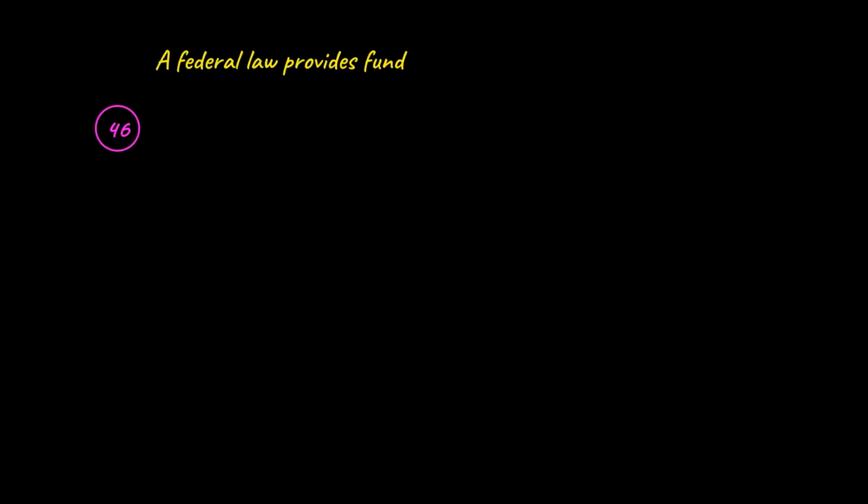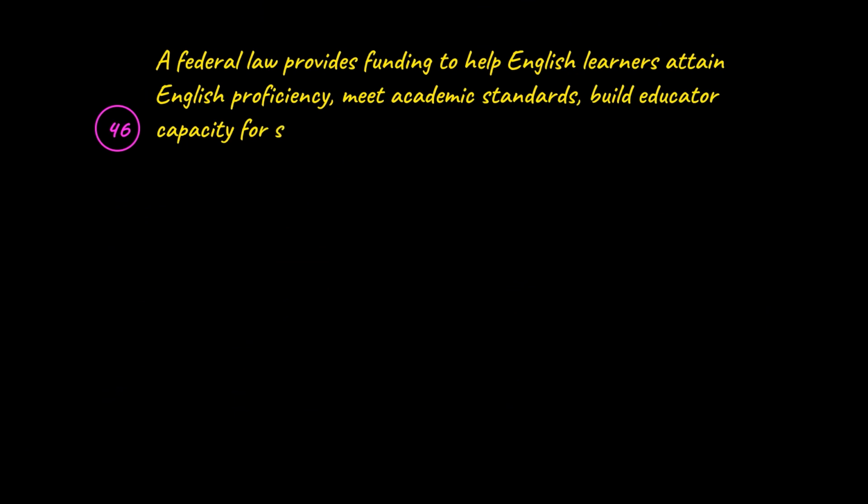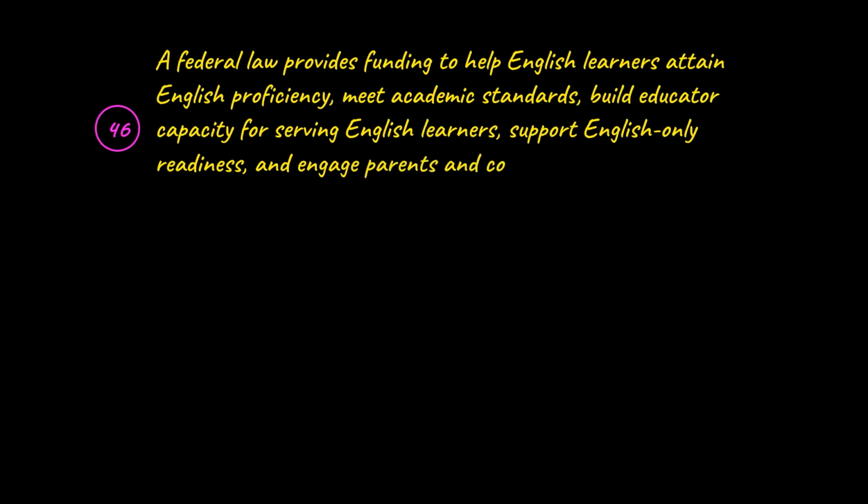Question 46. A federal law provides funding to help English learners attain English proficiency, meet academic standards, build educator capacity for serving English learners, support English-only readiness, and engage parents and communities. Which federal law is being described?